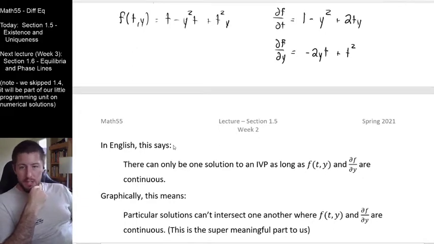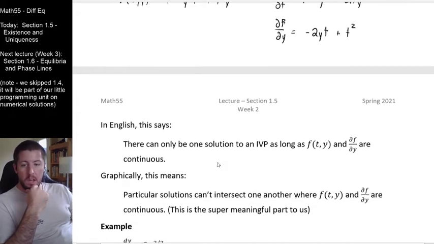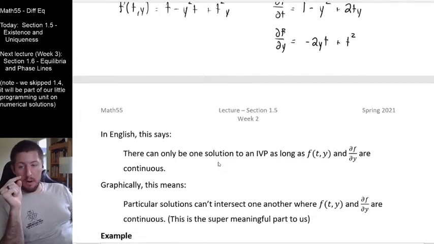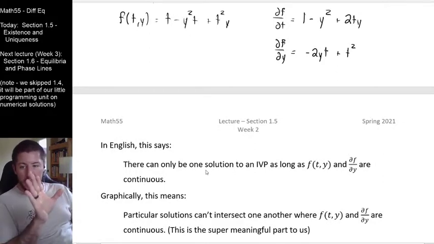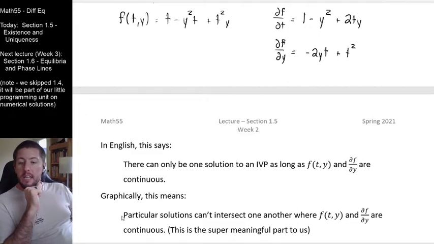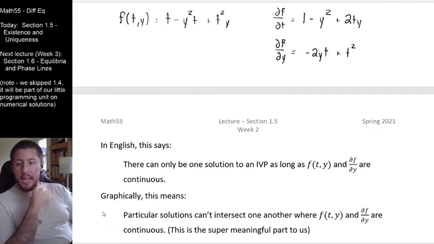Again, our simpler version. There can only be one solution to an initial value problem as long as our differential equation function and its partial derivative with respect to y are both continuous. Graphically, this is the important part. This is the biggest thing that's going to carry with us all semester, the very, very meaningful part. Particular solutions cannot intersect one another where f of t,y and the partial derivative of f with respect to y are continuous. We can't get intersections.